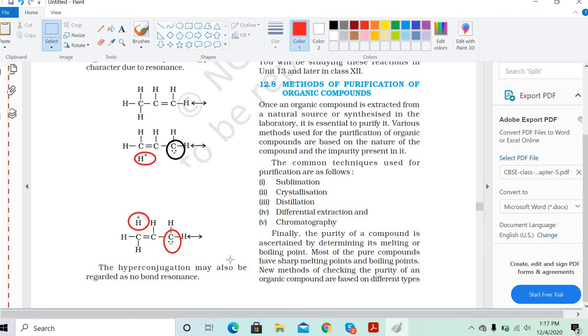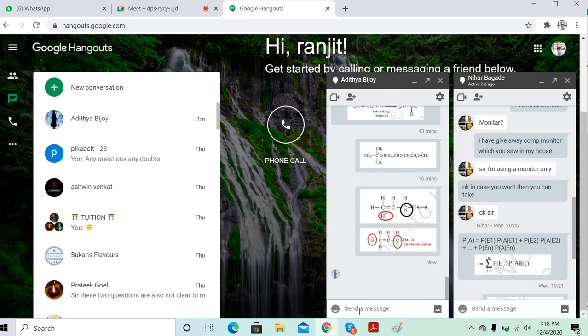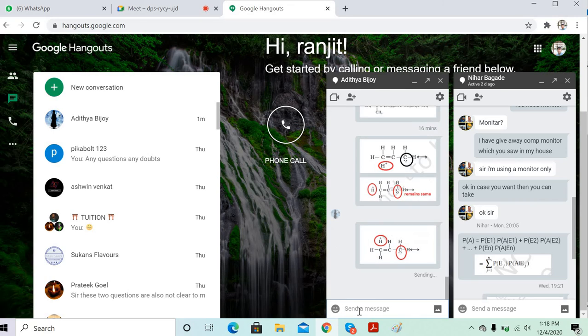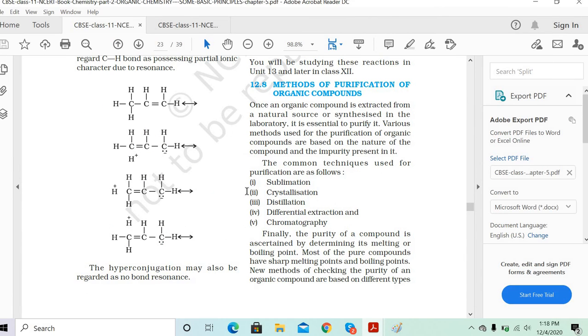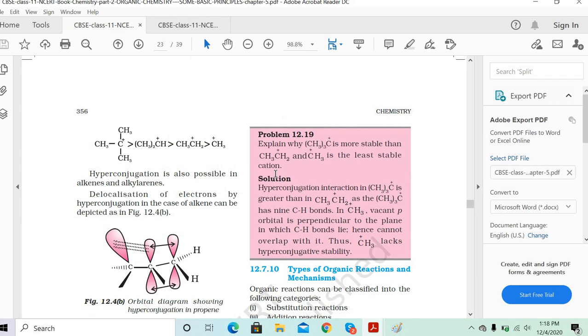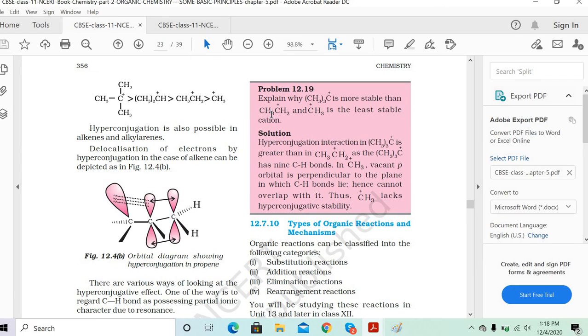Clear? So again, hyperconjugation stabilizes the double bond also. Understood this part? Any questions, any doubts? No, sir. Excellent. So let's go to problem 12.19. Let's try to understand problem 12.19.